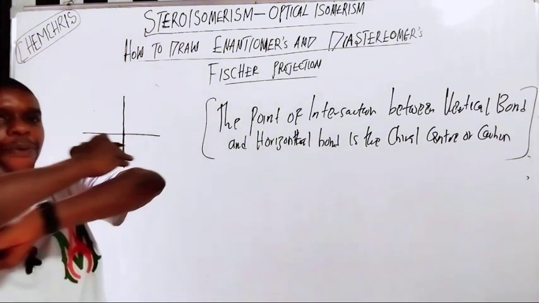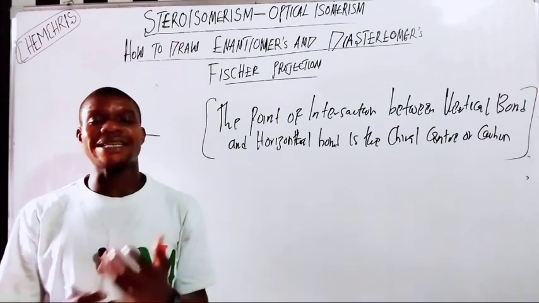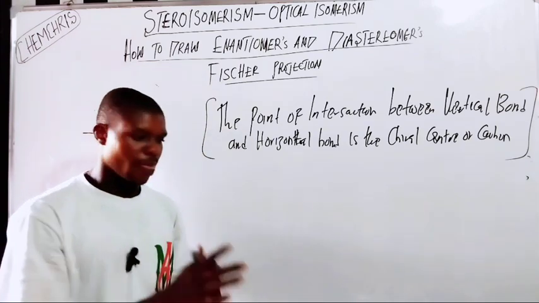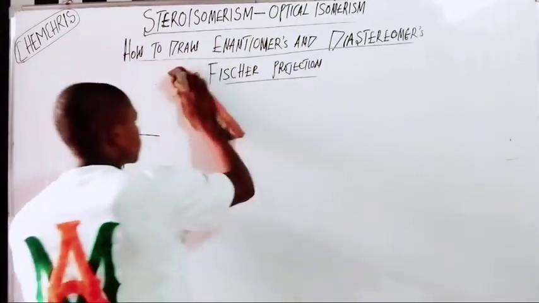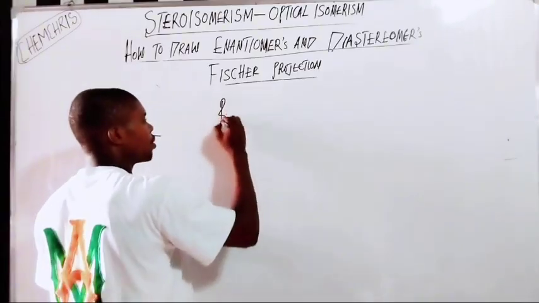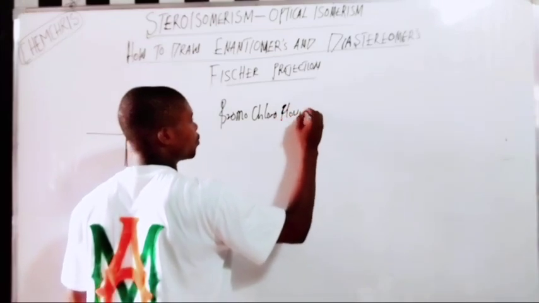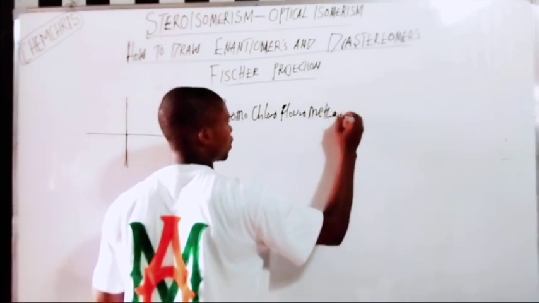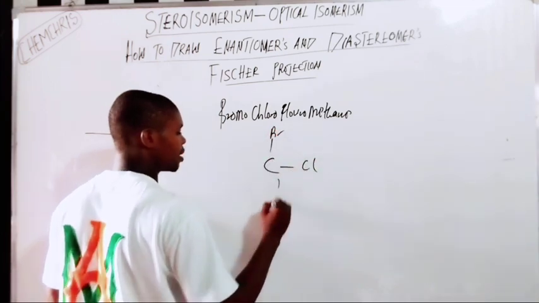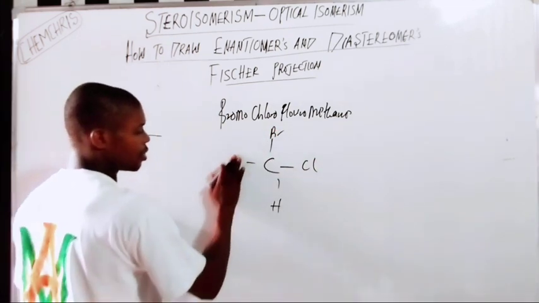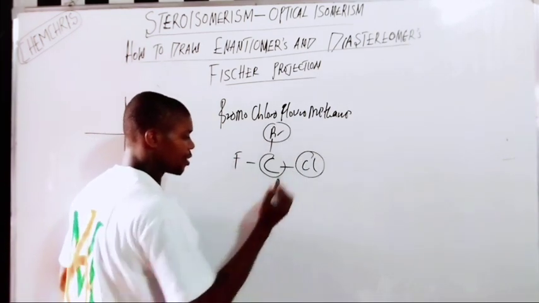Do you understand? The point where they meet is called the chiral center. It does not depend on the number of chiral centers you have in the molecule. For example, here we have bromochlorofluoromethane. It is a carbon with bromine, chlorine, hydrogen, and fluorine. So this carbon carries four different groups.